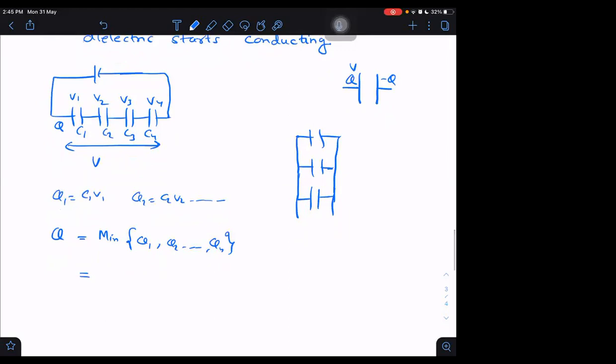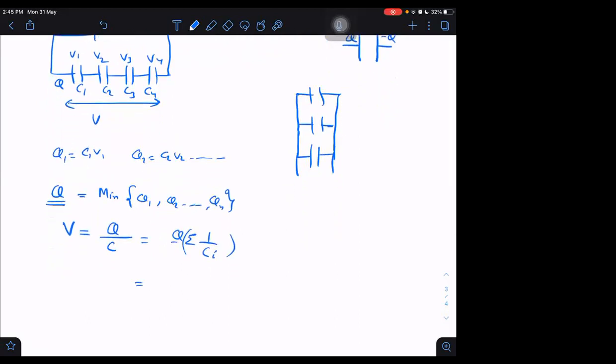Then what will be the effective breakdown voltage now? Once we know the effective breakdown charge, then the effective breakdown voltage is very easy to get. It is Q divided by C effective. What is effective C? 1 by C effective is sigma 1 by C. And what is Q here? Q is the minimum.